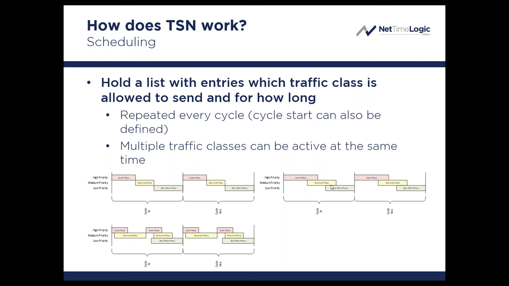Then you can have an overlapping schedule where one is still allowed to send when the other one is also allowed to send. So then you have strict priority scheduling as well during that phase. If high priority traffic still wants to send, it will still be allowed over the reserved phase, for example. And then you can have multiple cycles within one normal cycle with overlapping and so on. You can make your schedule as complicated as you want. There are normally hundreds of entries that you can hold in your schedule list, and that gives you the possibility to do whatever schedule you need.